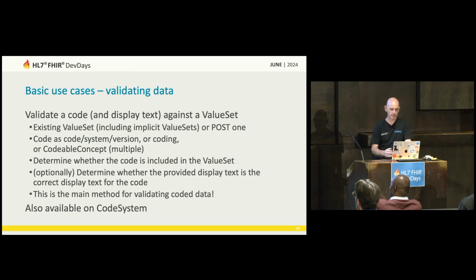You can pass in just a code as a code system version or a coding, or you can even post in just the codable concept, and that's great because you can just grab it out of the resource and stick it in the request. It'll tell you whether the code is a member of that value set, essentially, and if you provided the text, it'll tell you whether that's the right display text for that code as well.